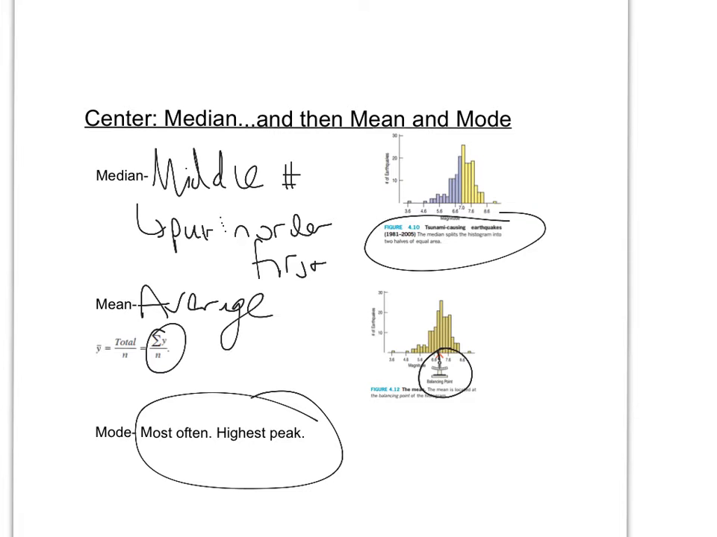Mean is sometimes hard to check too, but notice that your median tends to be shifted a little bit more to the right, and your mean is a little bit further to the left, only because this is skewed left. Okay?